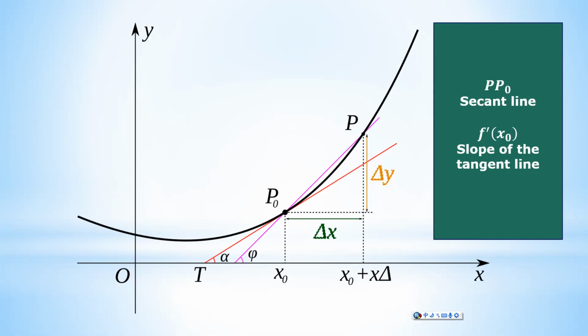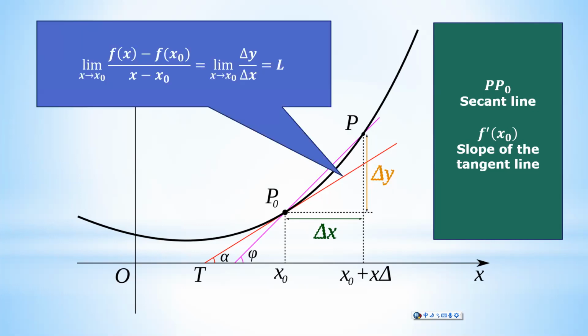Now what is slope? What do I mean by the slope of a tangent line? The tangent line is a line, and the slope of this line is the tangent of the angle. That's the slope. That's the geometric meaning of the derivative.